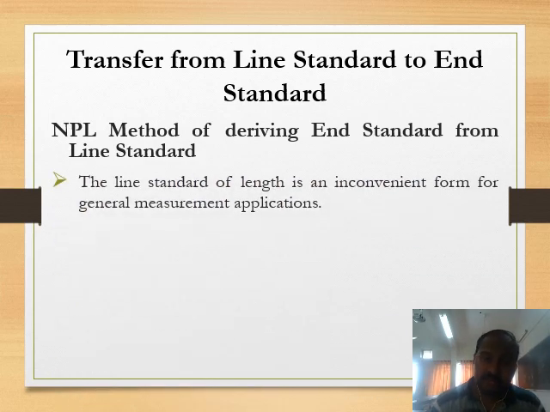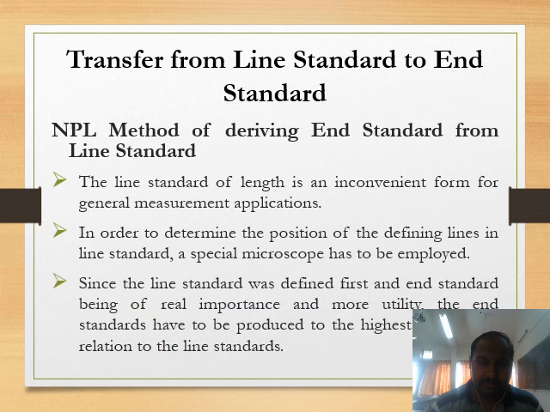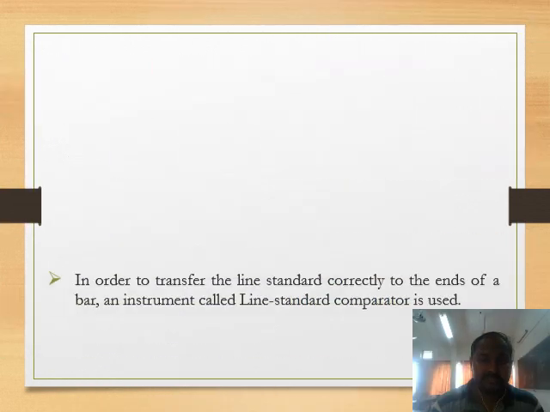The line standard of length is an inconvenient form for general measurement applications. In order to determine the position of the defining lines in a line standard, a special microscope has to be employed, so that if there is any deviation or any inclination of the engraved lines, that also needs to be understood and then calibrated. The line standard was defined first. That's why the end standard needs to be derived from the line standard, and in practical application the end standard is very important and has more utility. The end standard has to be produced to the highest tolerance in relation to the standards.